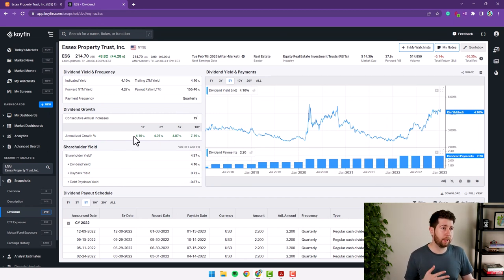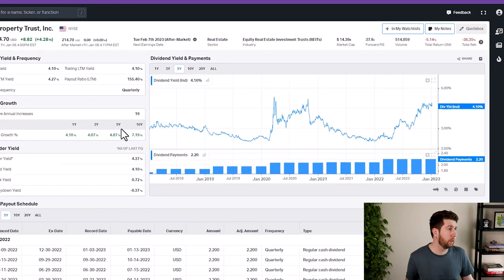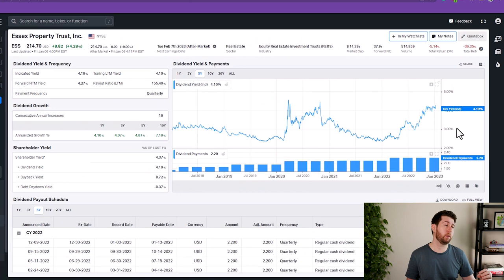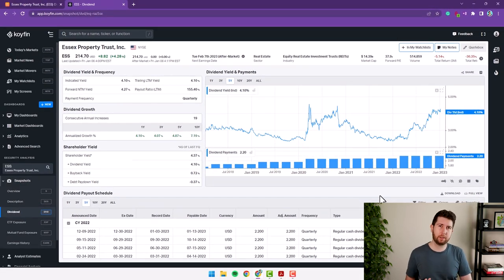We see that the annualized growth, if we go back to the 10-year growth, is 7%, which is pretty good. And the actual dividend yield, of 4.10%, is much higher than the last 5-year average. This is a strong sign to tell us that the company is undervalued right now. But to understand if the dividend is safe, we need to check the payout ratio.